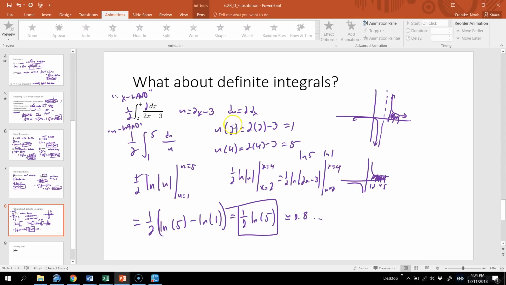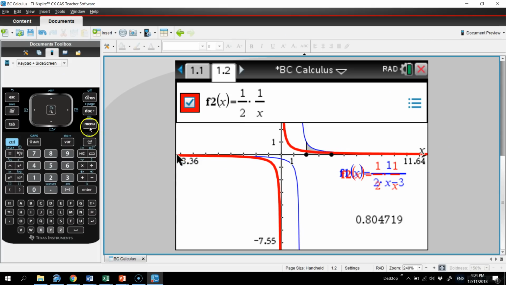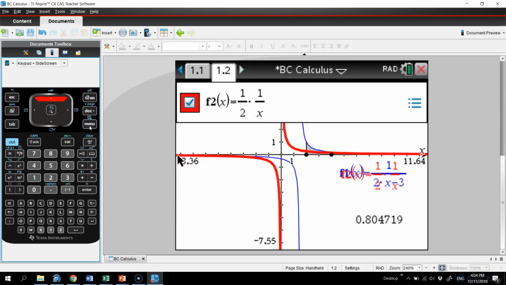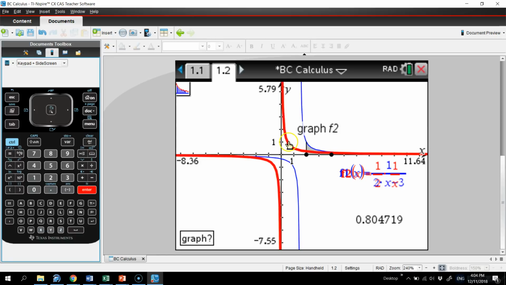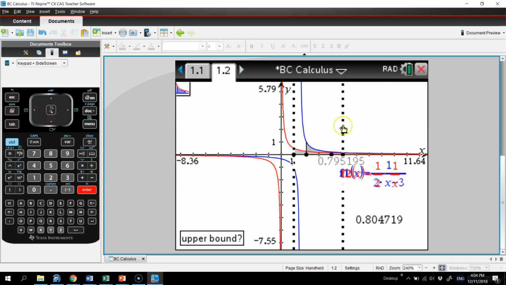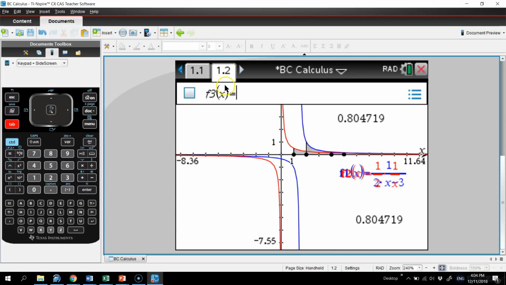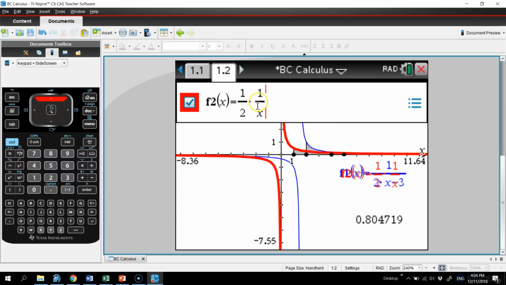Now what should happen is if I integrate this from 1 to 5, it should give me the same number. So I'm going to go to Menu, Analyze Graph, Integral. Integrate the red function now from 1 to 5. And notice we have the exact same number. It would have been the same if I had instead graphed just the 1 over x and then divided the result by 2. If I integrated the 1 over x, it would have been like 1.6 something, and then divide it by 2 makes it the 0.8.